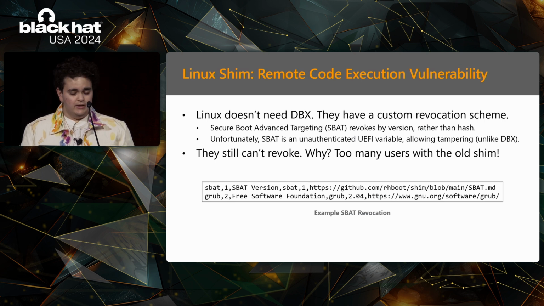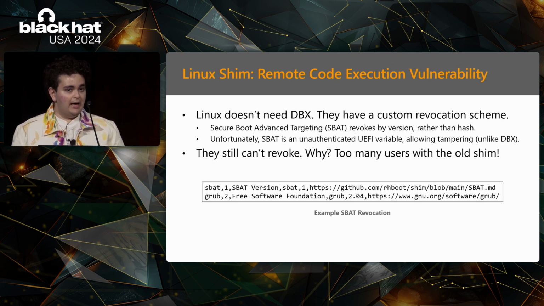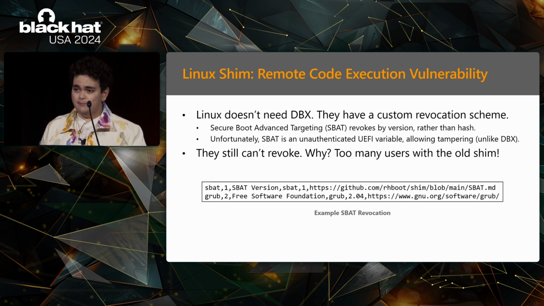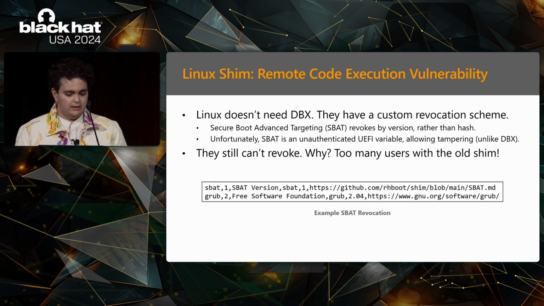Now, Linux doesn't even need DBX. They have a custom revocation scheme known as Secure Boot Advanced Targeting. This allows them to target revocations by version instead of using a hash or certificate in DBX. But unfortunately, SBAT, as it's called, is an unauthenticated variable, which can allow tampering. And even with SBAT, they're not able to revoke. Why? Because there are just too many users with the old shims.